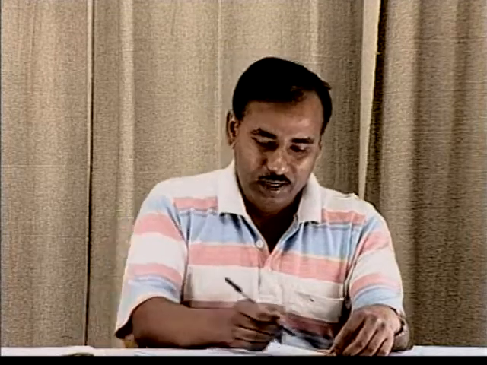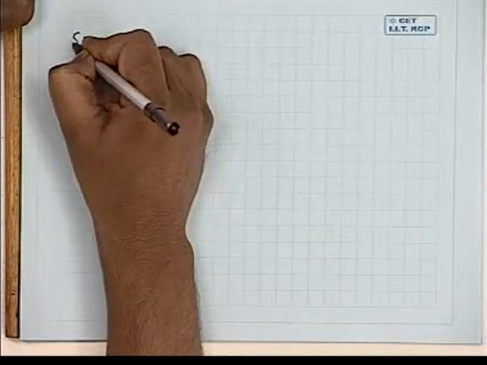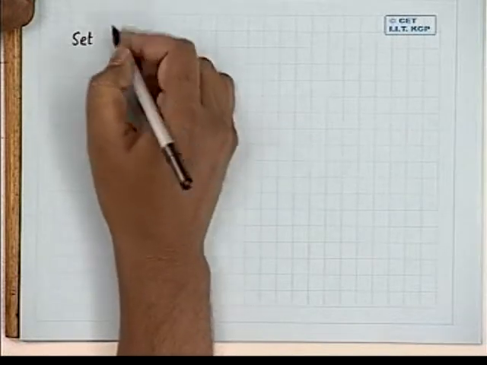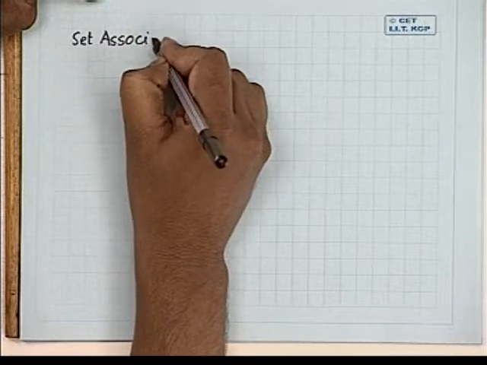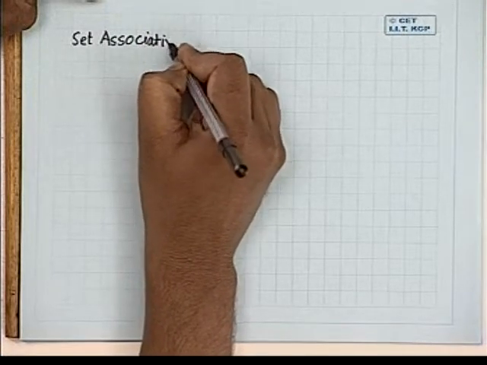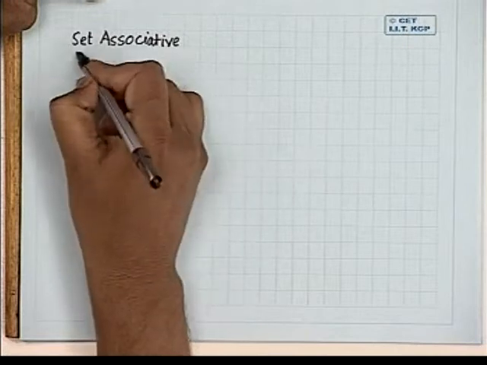So in case of set associative cache, what modification is done over the direct mapped cache is that instead of specifying a particular cache line in the cache memory where a main memory block can go, we assign a set of cache lines where a particular block from the main memory can go. Okay. So in case of set associative cache, we define a set of cache lines.